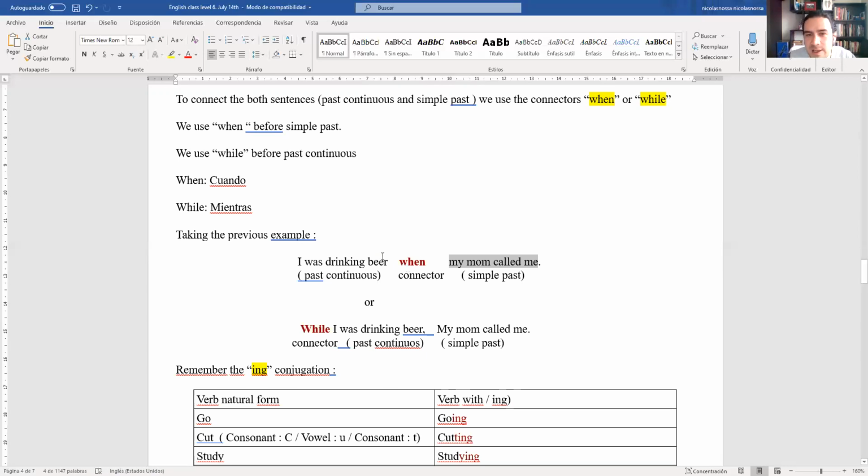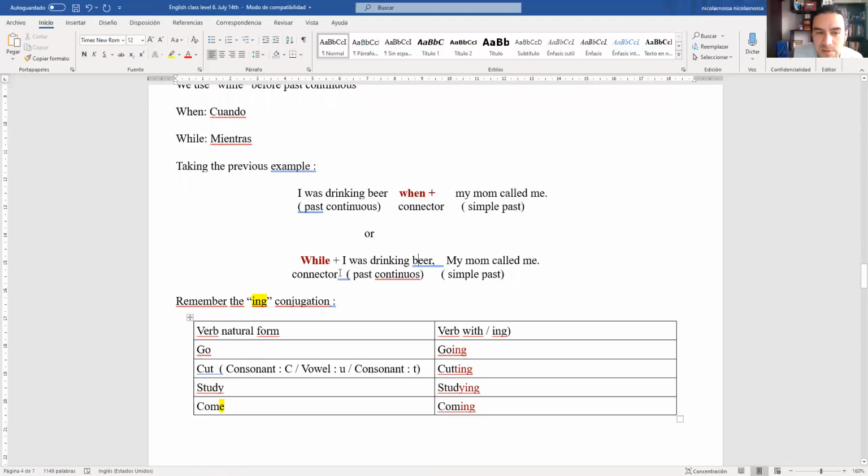It makes sense, ¿ok? Y entonces utilizo el conector when y tiene que ir después del conector when el pasado simple, ¿listo? Y utilizo while para conectar las oraciones, tiene que ir después de while el pasado continuo, ¿ok? Pilas. So I was drinking beer when my mom called me. Entonces este when ya me dice que después va a ir el pasado simple. Y este while me dice que después viene el pasado continuo, ¿ok?